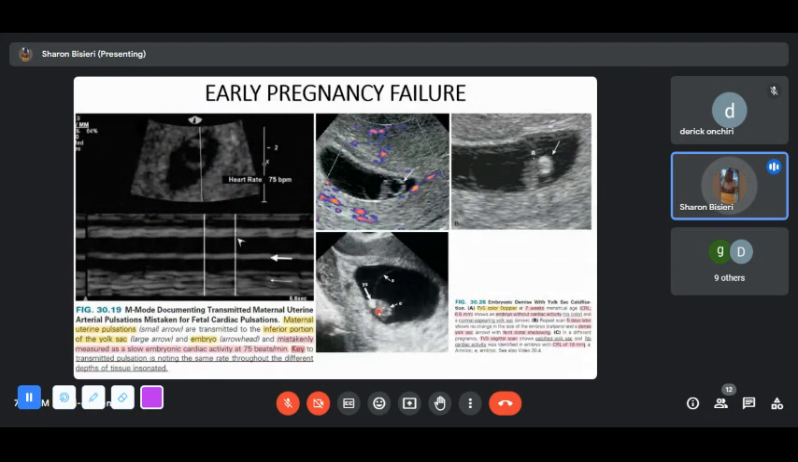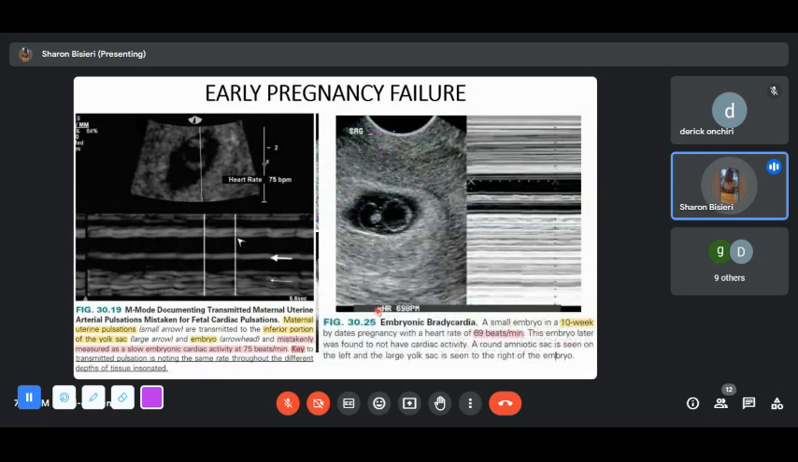Another sign of early pregnancy failure is bradycardia in the cardiac activity. First, I'll expand the image to the right. In this case, on M-mode, they were able to pick that this embryo has 69 beats per minute, and this is in a 10-week-old gestation. By bradycardia we mean a heart rate of less than 100 beats per minute. That is a sign of early pregnancy failure.